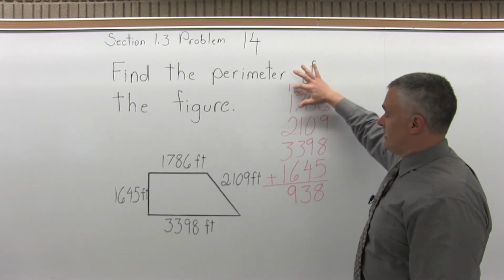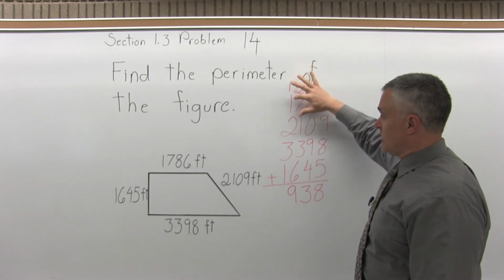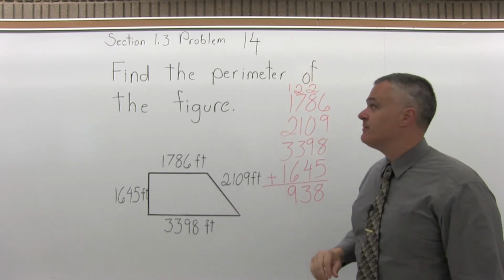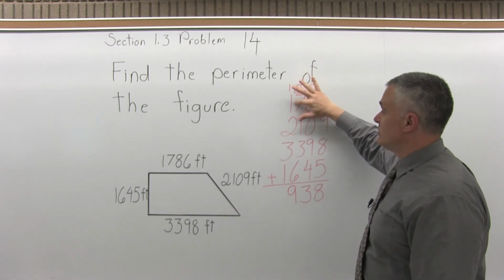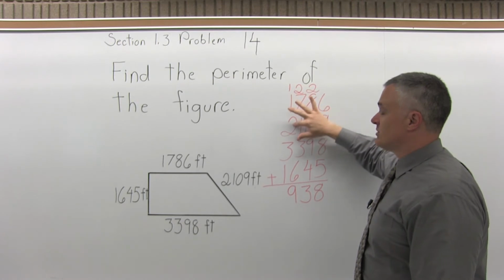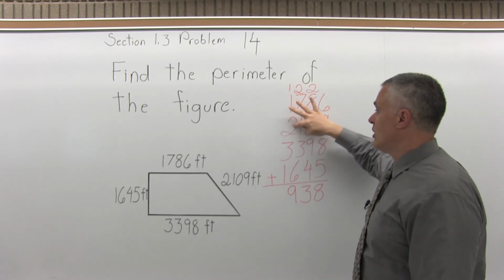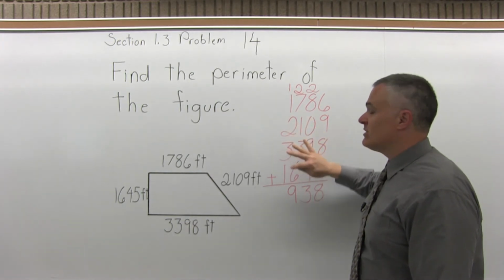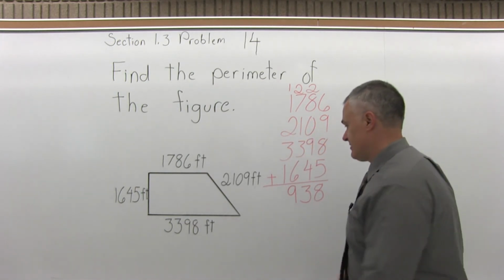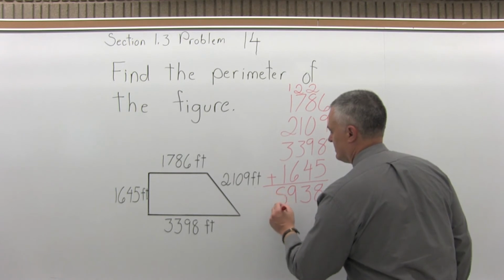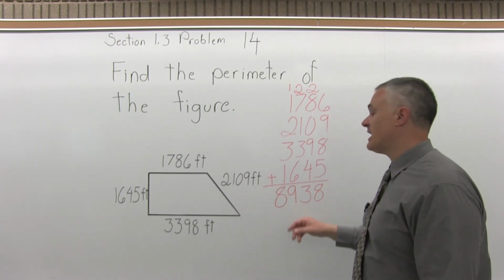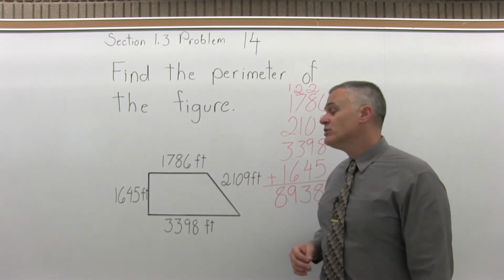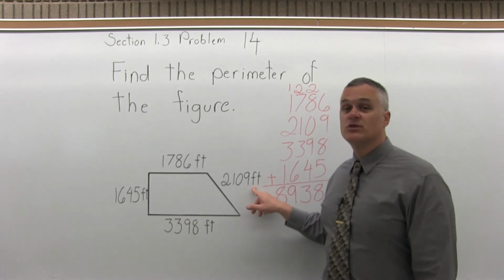So the final column of digits to add is 1 plus 1 plus 2 plus 3 plus 1. 1 plus 1 is 2. 2 plus 2 is 4. 4 plus 3 is 7. 7 plus 1 more is 8. So I have an answer of 8,938.